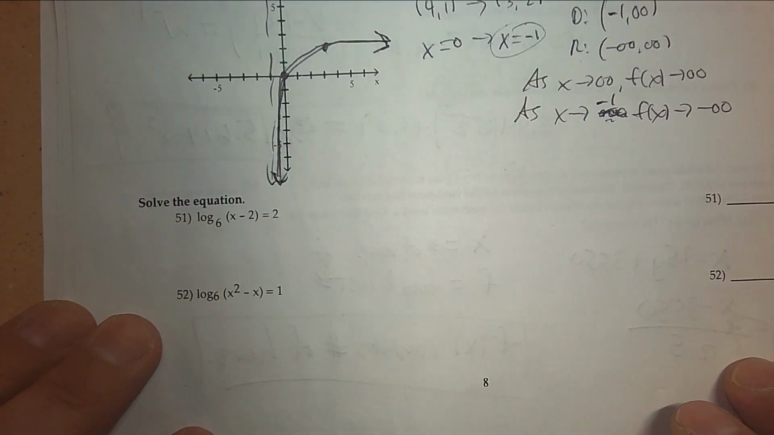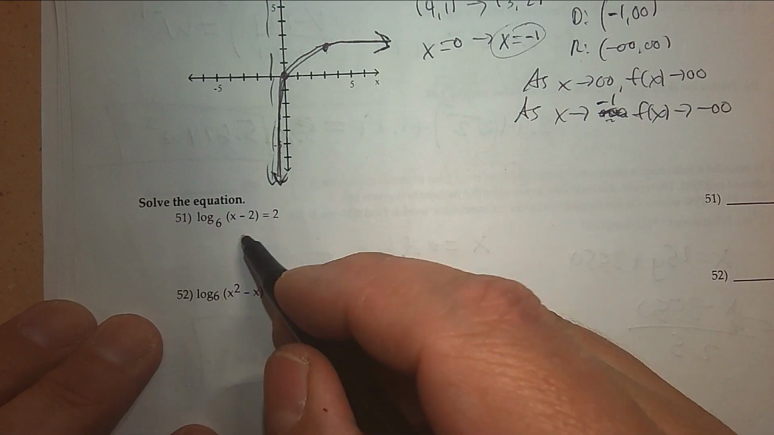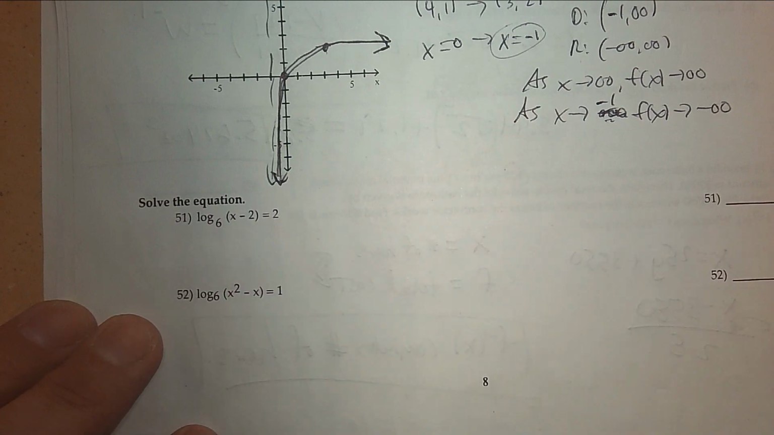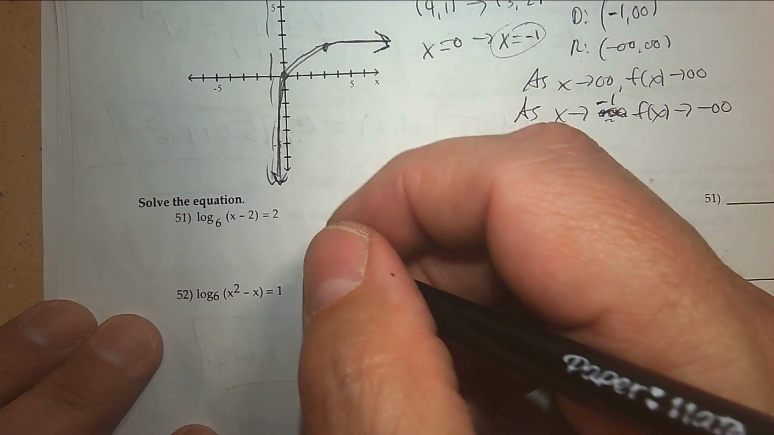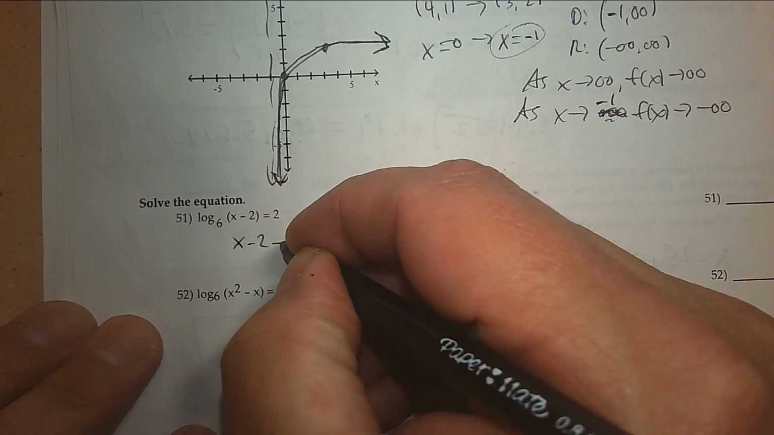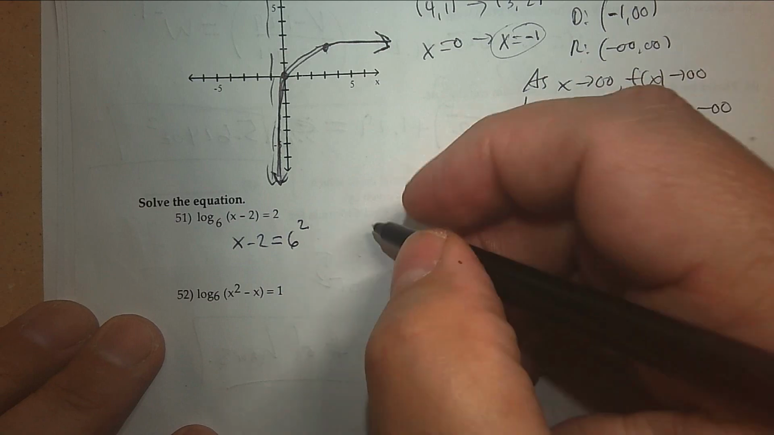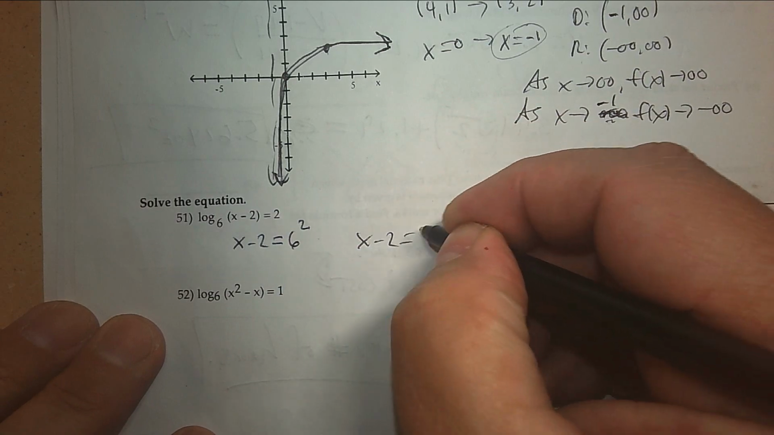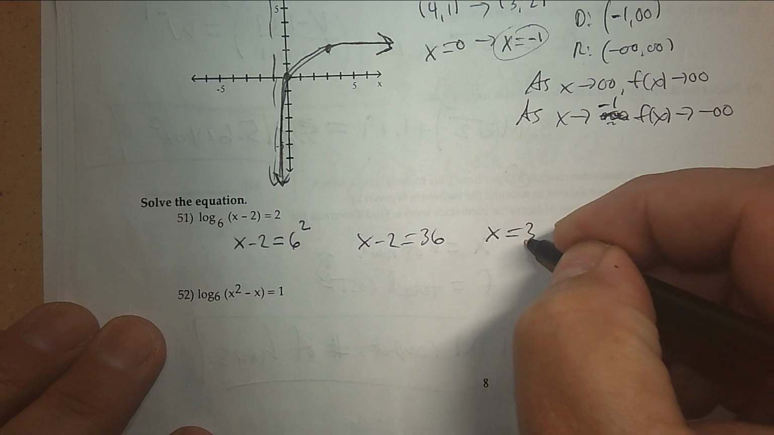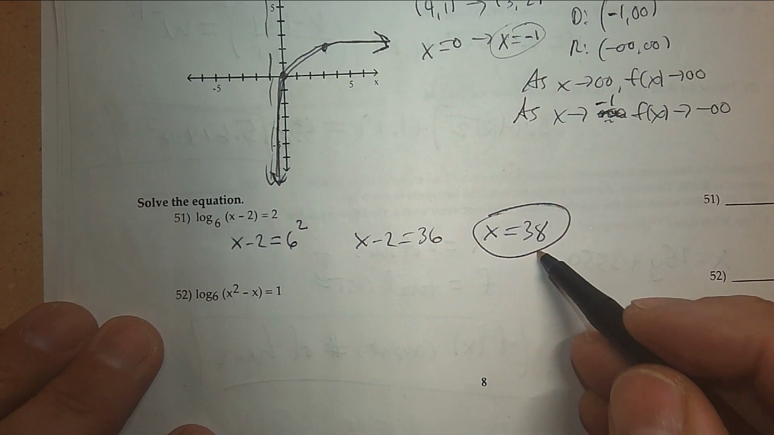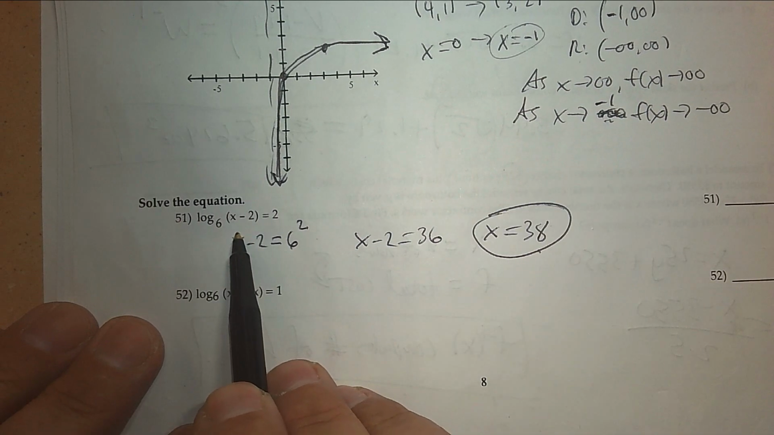Can you solve a log equation? So the logarithm's isolated. To solve this, we're going to write it as an exponential. Inside the logarithm is x subtract 2, the base is 6 and the exponent is 2. That means that x subtract 2 equals 36, add 2, and you have your answer. Make sure that when you plug it back inside the logarithm, it's not negative or 0. And 38 is a good answer.